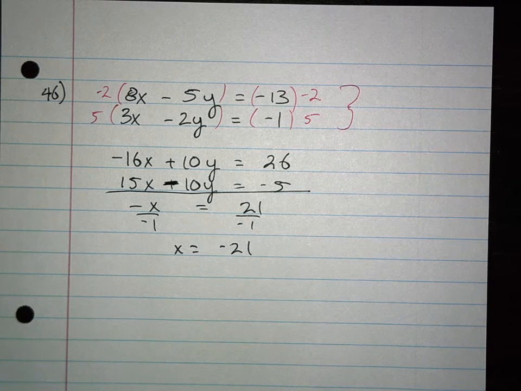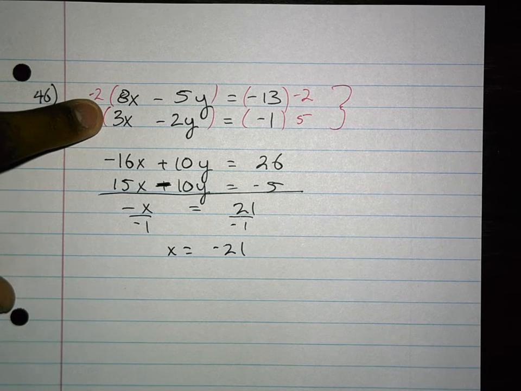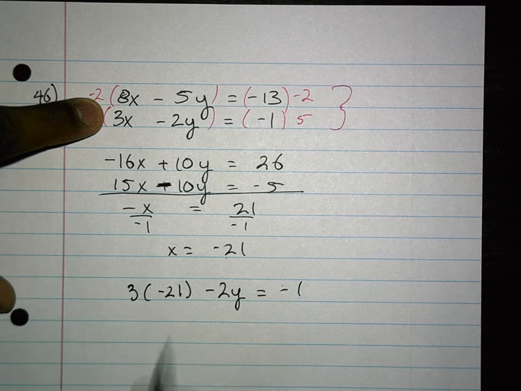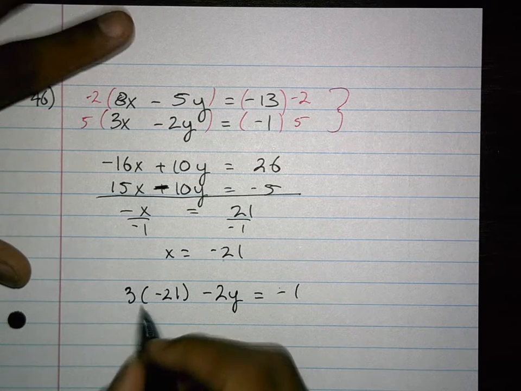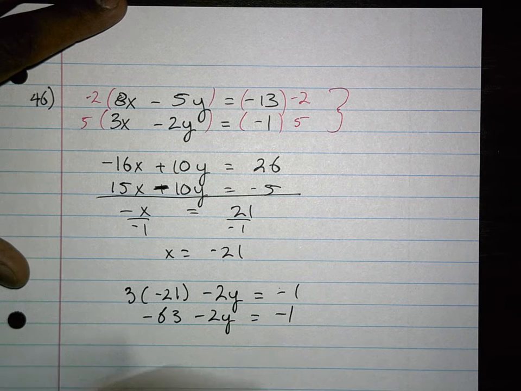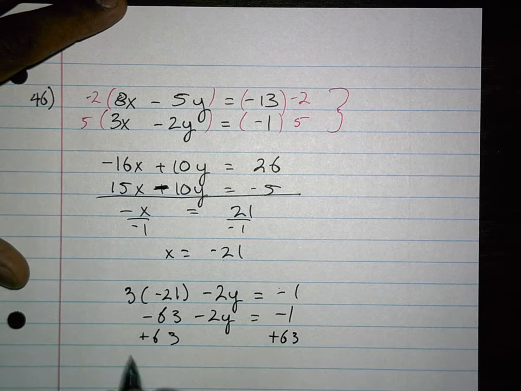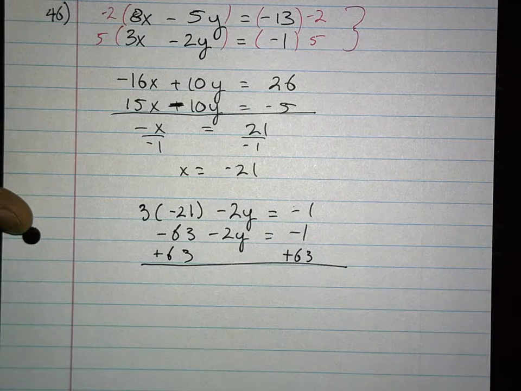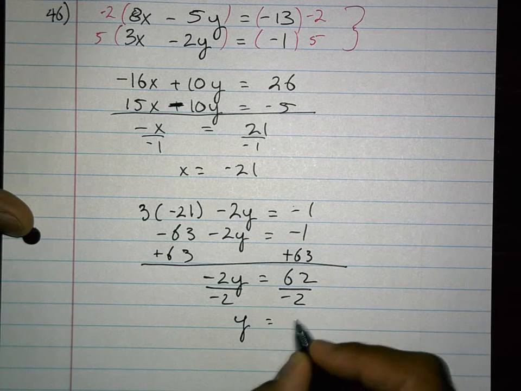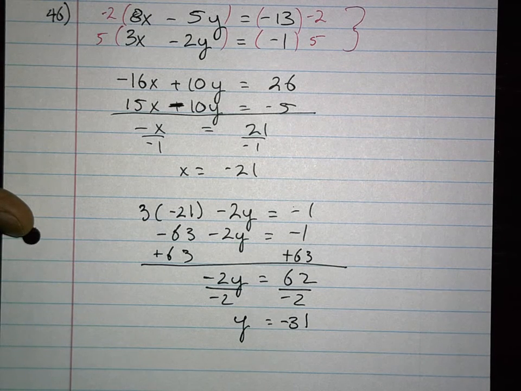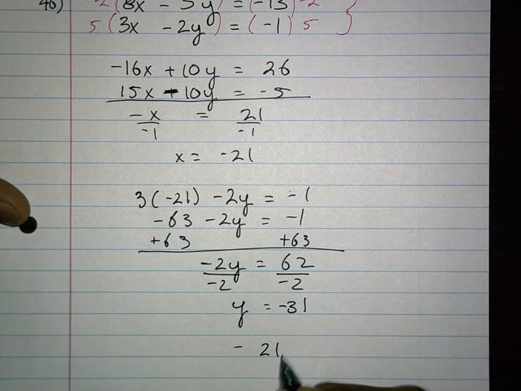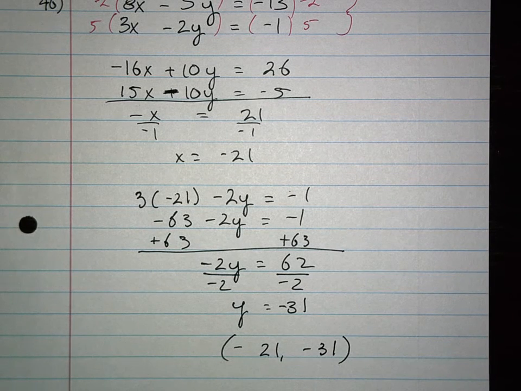Now I've got to plug that in to find the y value, and I'm going to plug it into this one before I multiplied by 5. So I'm going to say 3 times -21 minus 2y equals -1. And then multiplying that out gives me -63 minus 2y equals -1. I'm going to add 63 to both sides. I'm looking at -2y equals +62, divided by -2, and y equals -31. Alright? So my actual solution is the point in which the lines cross, so it's a coordinate point. So the answer is (-21, -31).